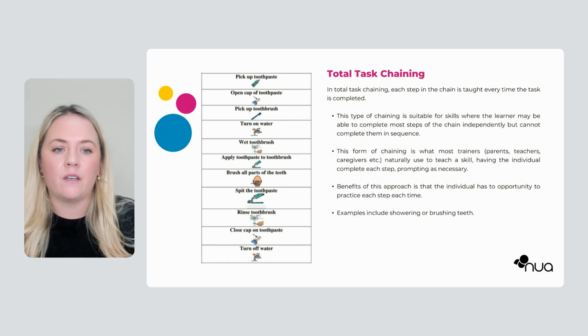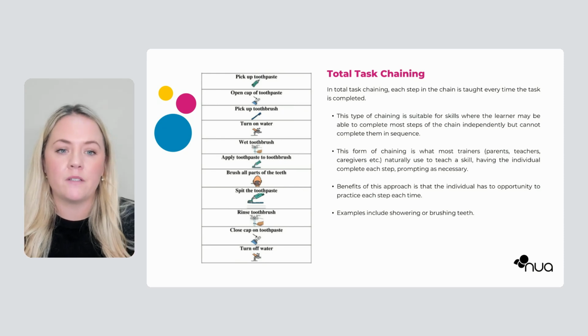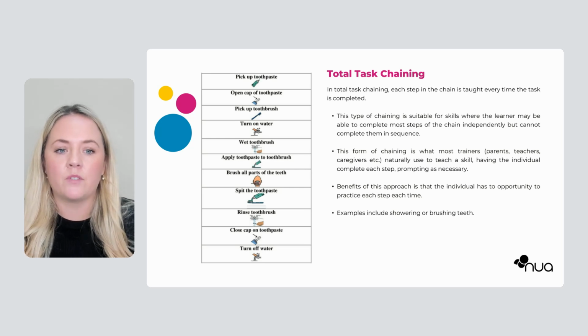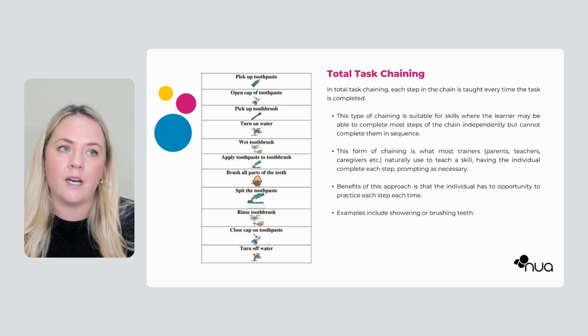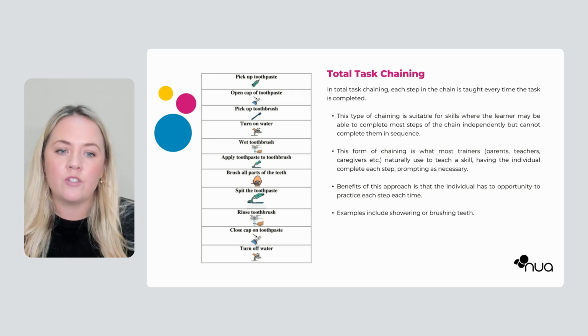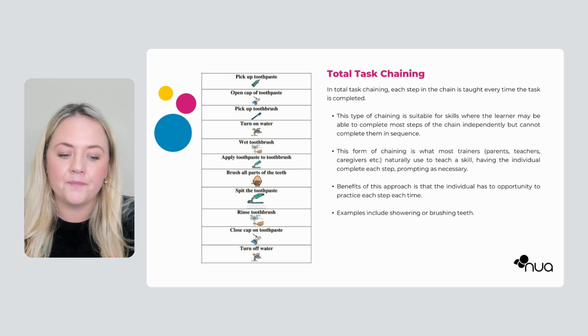So, this form of chaining is what we all kind of use naturally to teach a skill. So, we're trying to help the person complete each step and prompting as we go. The benefit of this approach is that the person has the opportunity to practice each step each time, whereas with the previous examples, forward chaining and backward chaining, we're just trying to teach each step in isolation. So, common examples of where we'd use total task training would be showering or brushing teeth.